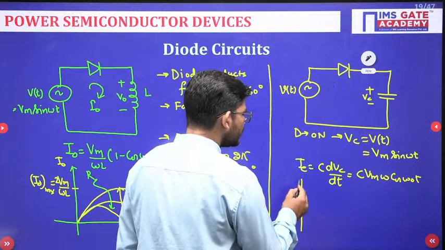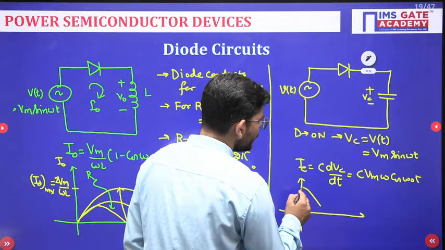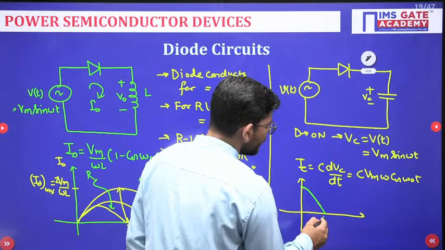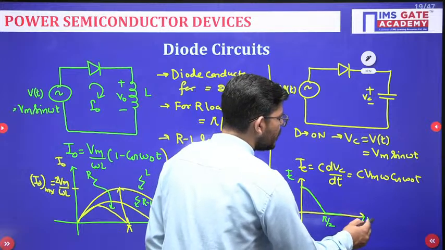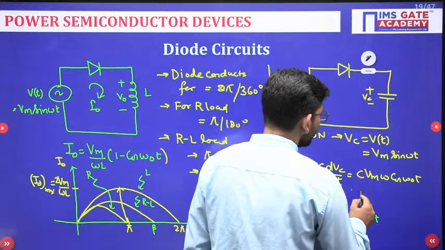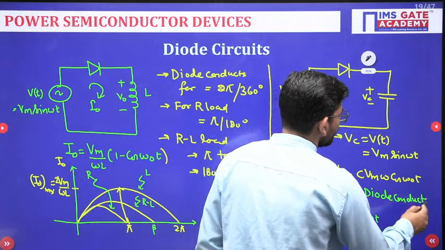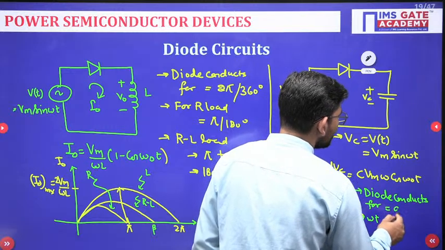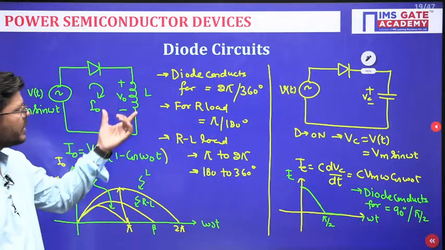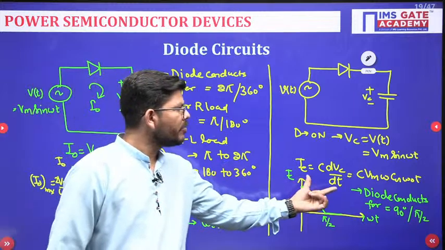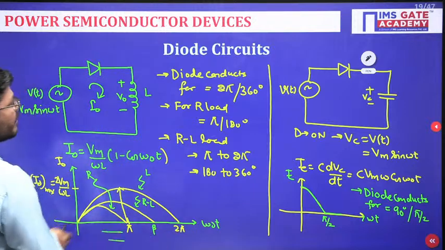Now you know how the cos curve varies. It starts from a certain maximum value and then becomes 0 at pi by 2, isn't it? And after that the current will become 0. So the diode conducts for 90 degrees, or pi by 2 radians, only. So if it is a pure L load, 2 pi; if it is a pure C load, 90 degrees. So this is regarding the diode circuits that we have.